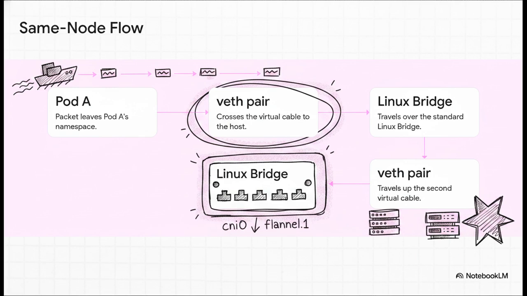In a same node scenario, it's actually pretty straightforward. The packet crosses a standard Linux bridge, which is usually set up by a CNI plugin like Flannel, Calico, or Weave, often showing up as something like CNI0 or Flannel.1. After it crosses that bridge, the packet goes right up the other VETH cable, and boom, into pod B. It's essentially the classic Docker bridge network concept, just scaled up for Kubernetes.